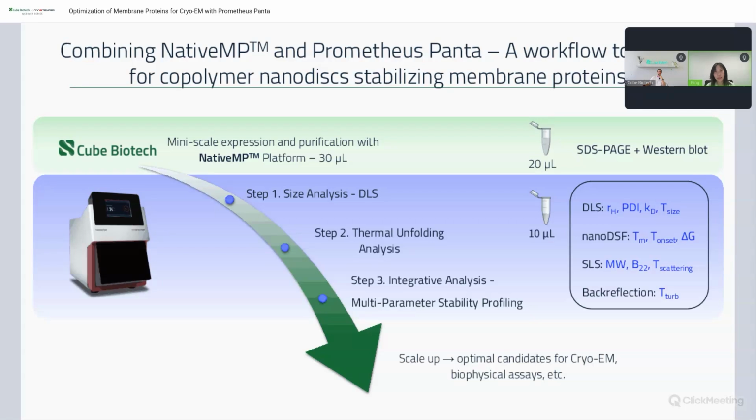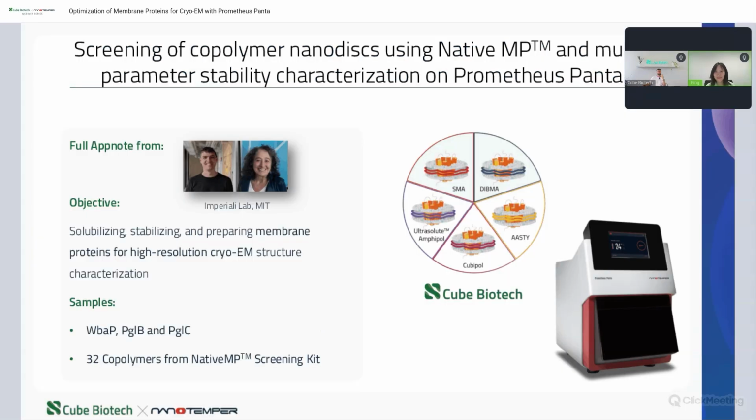So maybe to wrap it up, this workflow, combining the rapid selection of copolymers from the NativeMP platform with the multi-parameter analysis of Prometheus Panta, makes membrane protein research a lot more efficient. It will let you find the right conditions early on using just a minimal amount of sample. Yes, a minimal amount of sample sounds really good. That was a really great introduction.